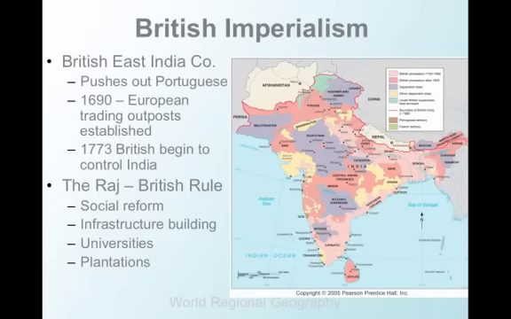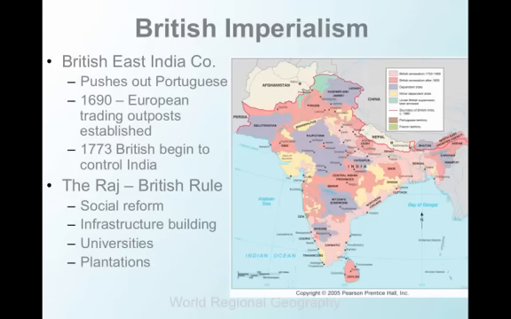In the late 1600s, the British East India Company, which was one of the largest companies at the time, pushed out the Portuguese in the South Asia region. And in 1690 or so, they established a number of trading posts. In 1773, the British government actually began to control India, and British rule was known as the Raj.